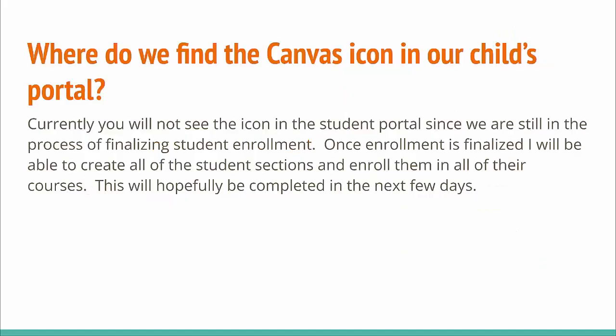Let's begin. Where do we find the Canvas icon in our child's portal? Currently, you will not see the icon in the student portal since we are still in the process of finalizing student enrollment. Once enrollment is finalized, I'll be able to create all of the student sections and enroll them in all of their courses. This will hopefully be completed in the next few days. When it is completed, I will email all families that Canvas is now accessible in the Clever portal.